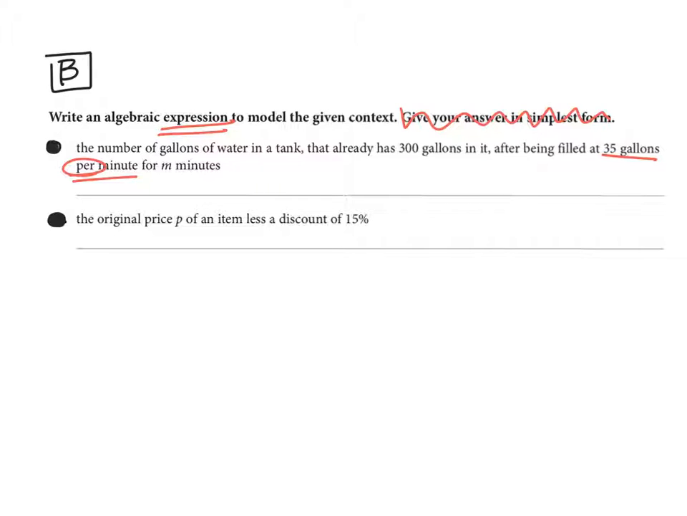So when I write this, I'm going to say it already has 300, so that's my starting number, 300 gallons, after being filled at a rate of 35 gallons per minute. All right, which means since it's being filled, that's going to add to what was already in there, and that's 35 gallons per minute.